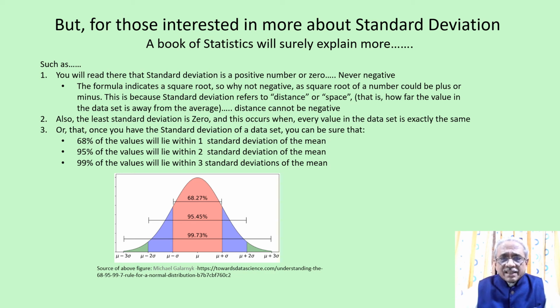Also, some may say that if you want to know how the data is spread, you will find that 68% of the values will lie within one standard deviation of the mean, as is shown in this picture. Roughly 95% will lie within two standard deviations of the mean, and 99% of the values will lie within three standard deviations of the mean. All this is explained in much greater detail in books of statistics.